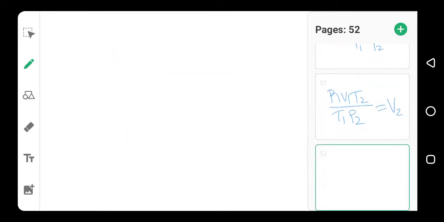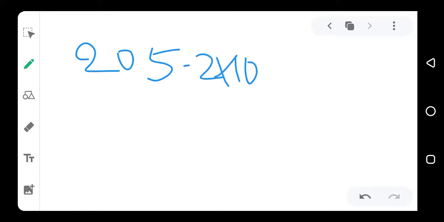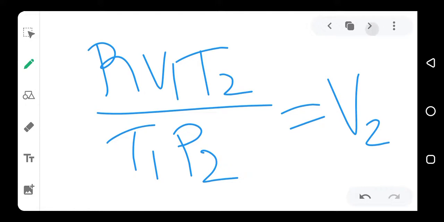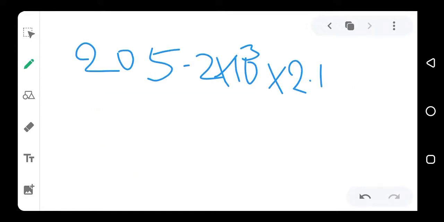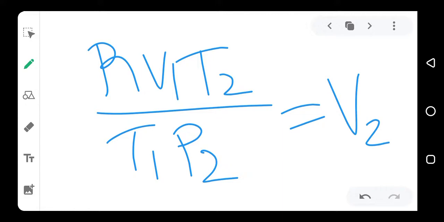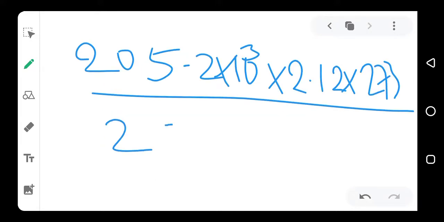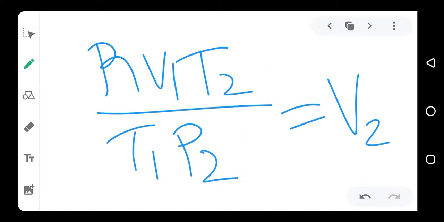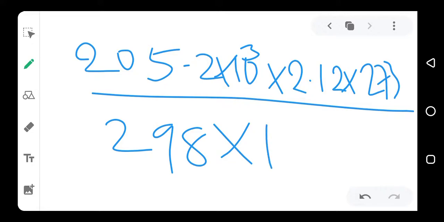Now if we put everything in, P1 is 205.2 times 10 raised to power 3, V1 is times 2.12, then times T2 is 273, then everything over T1 is 298, then times P2 is 101.3 times 10 raised to power 3.